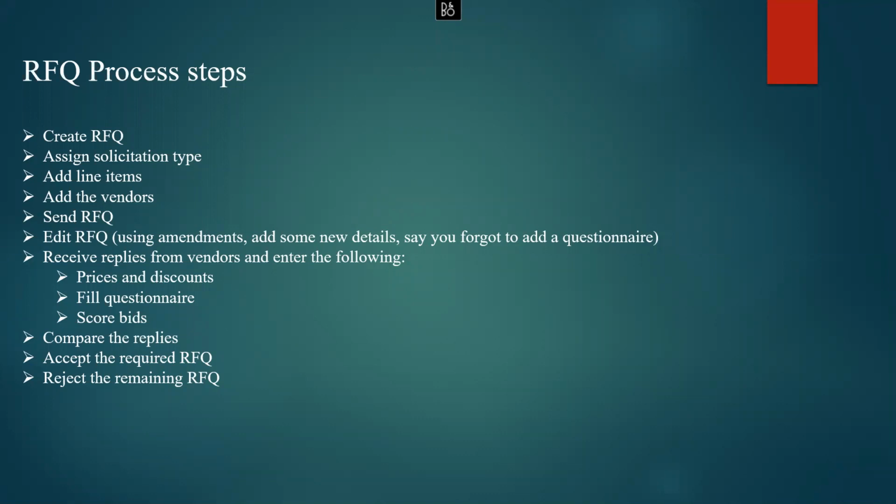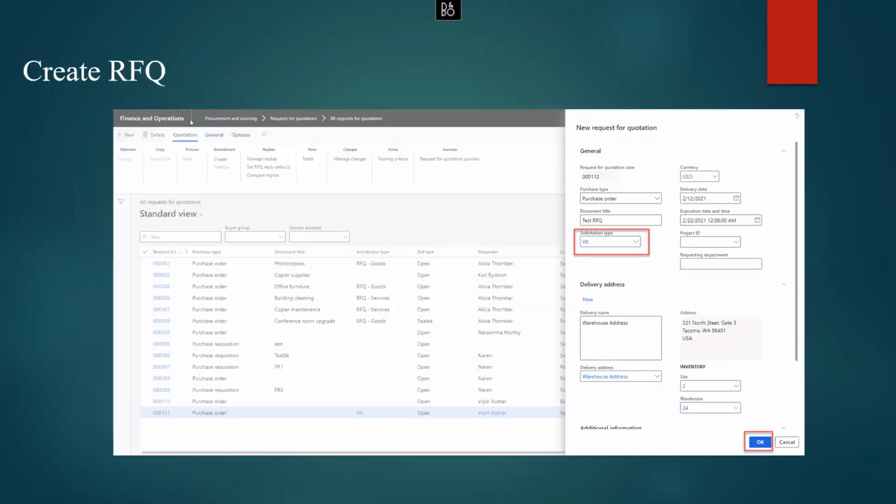So first we'll walk through the list of screenshots, and then we'll try to create this in Dynamics 365. So for example, to create an RFQ, you'll have to navigate to Procurement and sourcing, Request for quotations, All request for quotations. There we have this New button. So you'll click on this New button, and then this sort of form will appear.